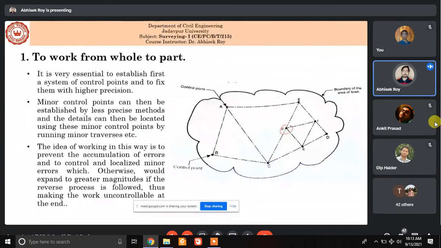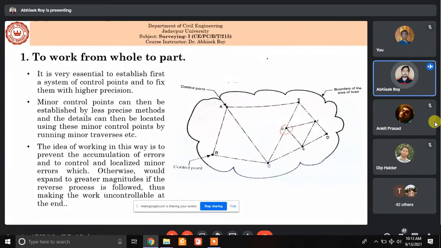But if you first measure this and then go to measure the larger part, then what will happen? If you make a mistake in the smaller part, while going in the upward direction there will be accumulation of the error. The error margin will be much more. But if at first you have set up the station points, and in doing so you have made a small amount of error, that will not affect the total precision of the work, right? So that's why we will always go from whole to part.